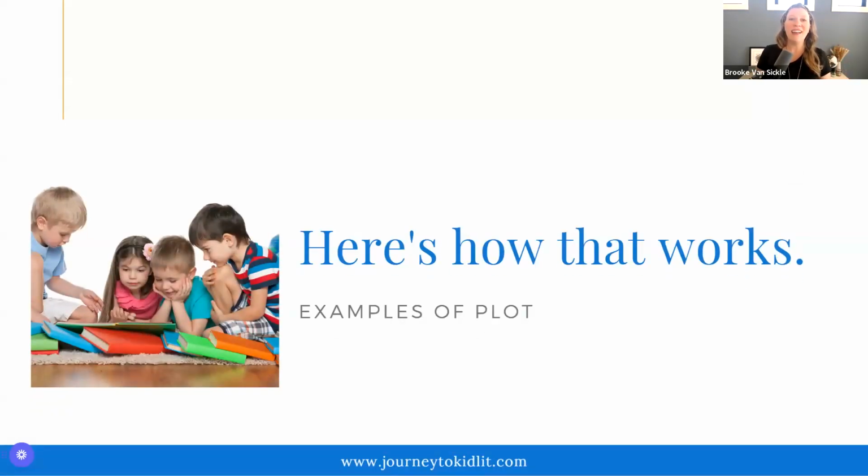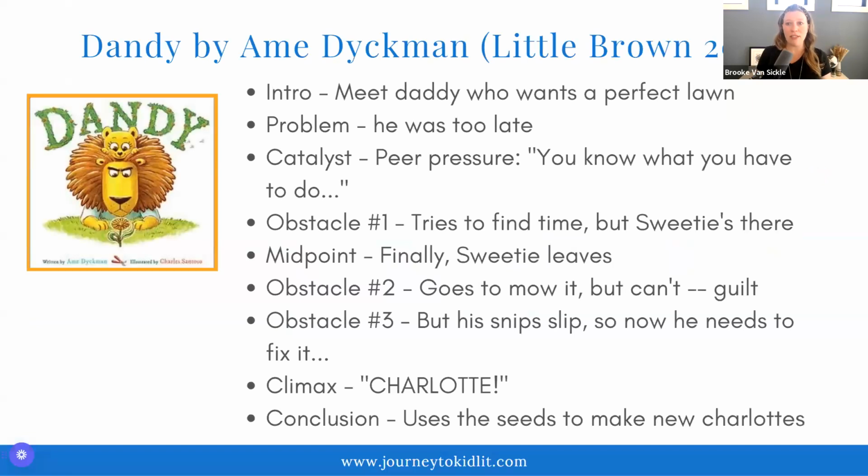I have examples now of how this plot works using those different plot outlines that we just talked about. Starting first with Dandy by Amy Dykman. This came out with Little Brown in 2019. In this story, we meet Daddy, who wants to have a perfect lawn. He feels peer pressured into having it from his neighbors. But the problem is that when he goes to try to rid his lawn of all the dandelions, he's too late because his daughter has already befriended one. The catalyst to propel us into the story is that the neighbors are still encouraging him to go for that perfect lawn. And they say simply, you know what you have to do.